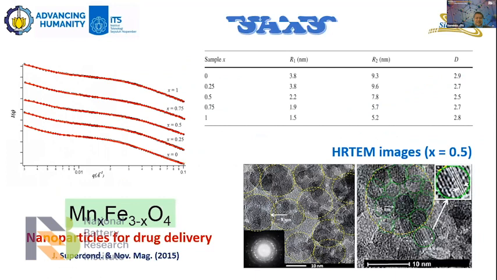Okay, the second one is the nanoparticle for drug delivery. This is manganese iron oxide, and we dope it with manganese from 0 to 1 molar ratio. This is using the SANS experiment. This is the data, the intensity versus the key factor, or momentum transfer, of the neutron during the experiment, and we arrive by some models to fit this spectra.